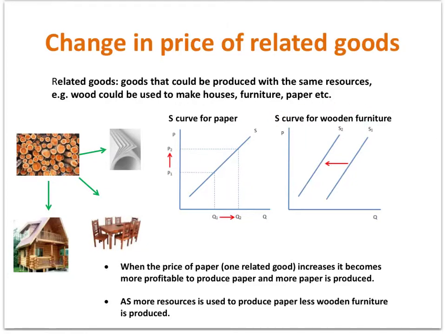So, for example, suppose that the price of paper is increasing, so it's more profitable to produce paper, and producers will be willing to produce more paper at a higher price. However, if they use more wood to produce paper, they will be able to produce less furniture, so supply of furniture will decrease.